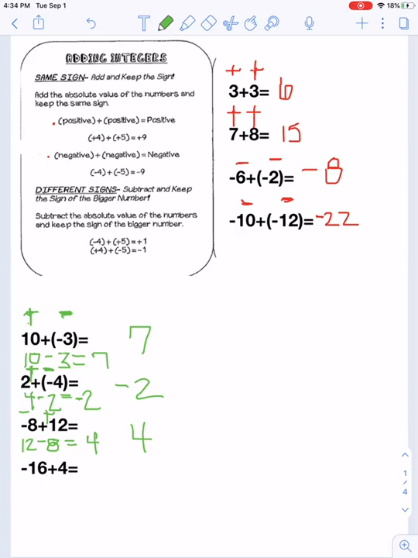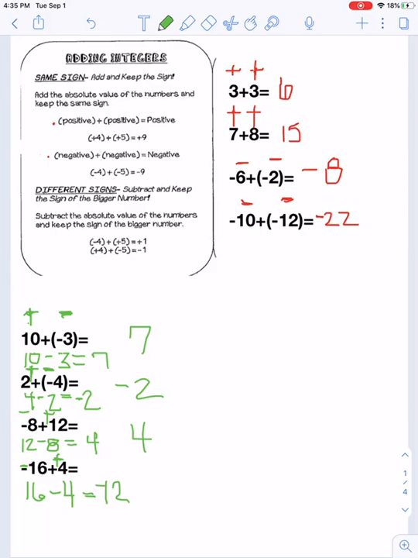Okay, one more example. We have a negative 16, we have a positive 4. We have a negative and a positive. We have different signs. So I'm going to subtract 16 minus 4 and get 12. I look back up to the original problem. The larger number is 16. 16 is a negative, so it'll be negative 12.